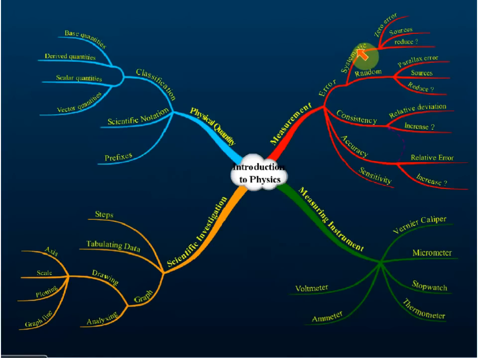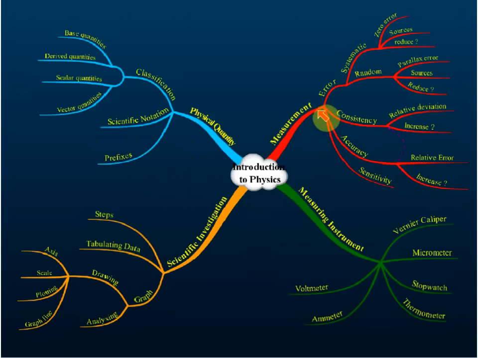And for systematic error, you need to know zero error. That is one of the examples of systematic error. And for random error, you need to know parallax error. So parallax error is also an example of random error.